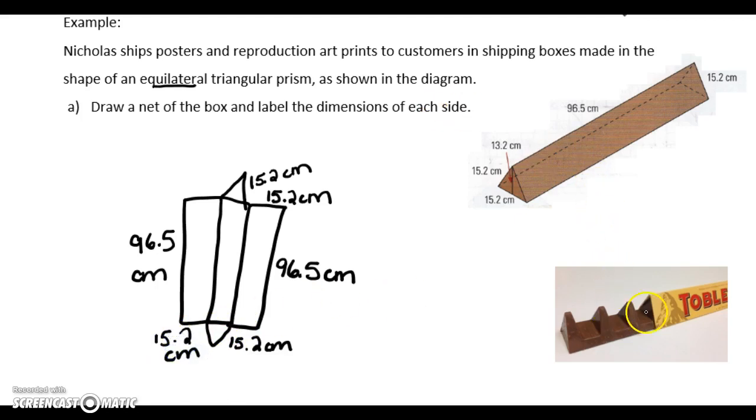If you were to imagine folding those up, you know that this part here of your triangle is the same as that width of that rectangle, okay? And then from there, we've drawn the net, we've labeled dimensions. So let's move on to our next example.